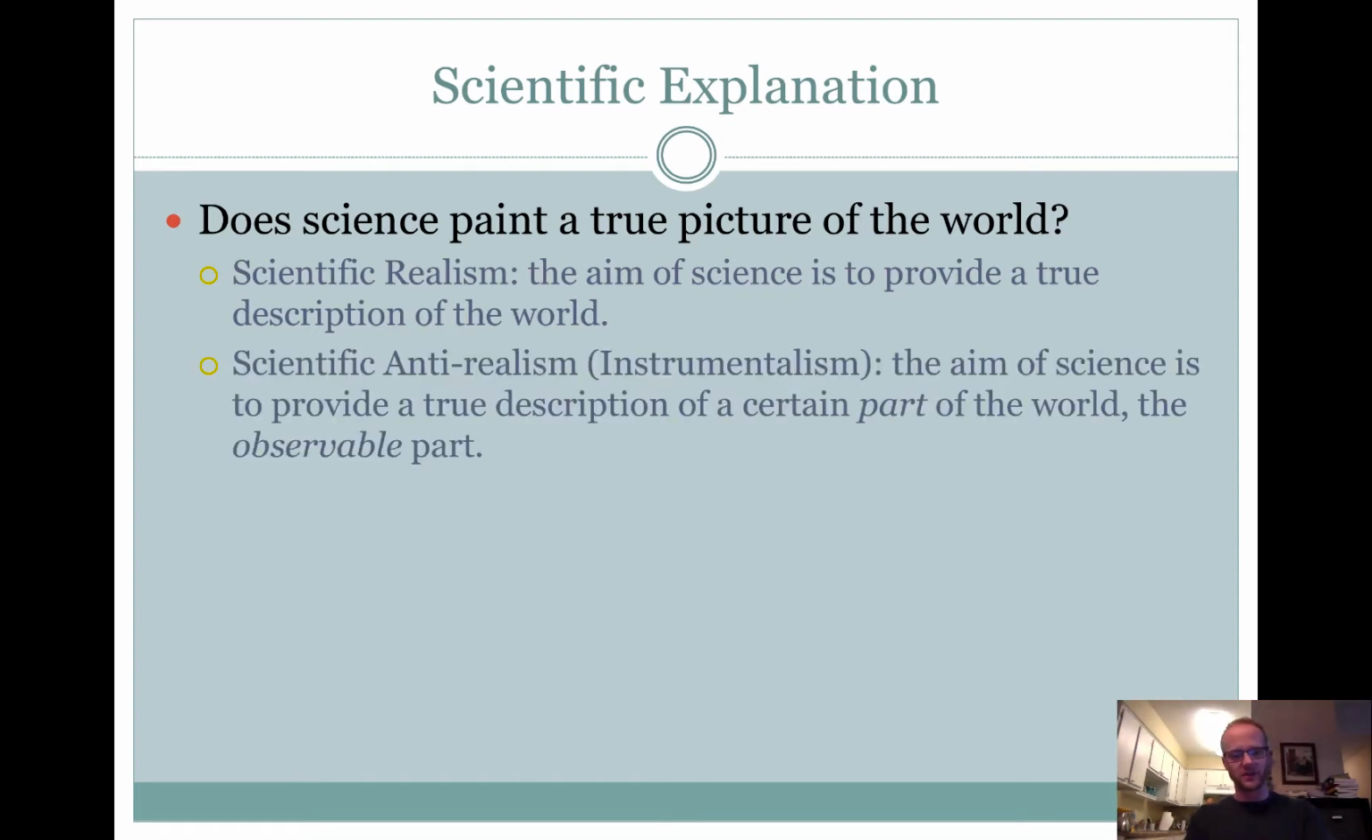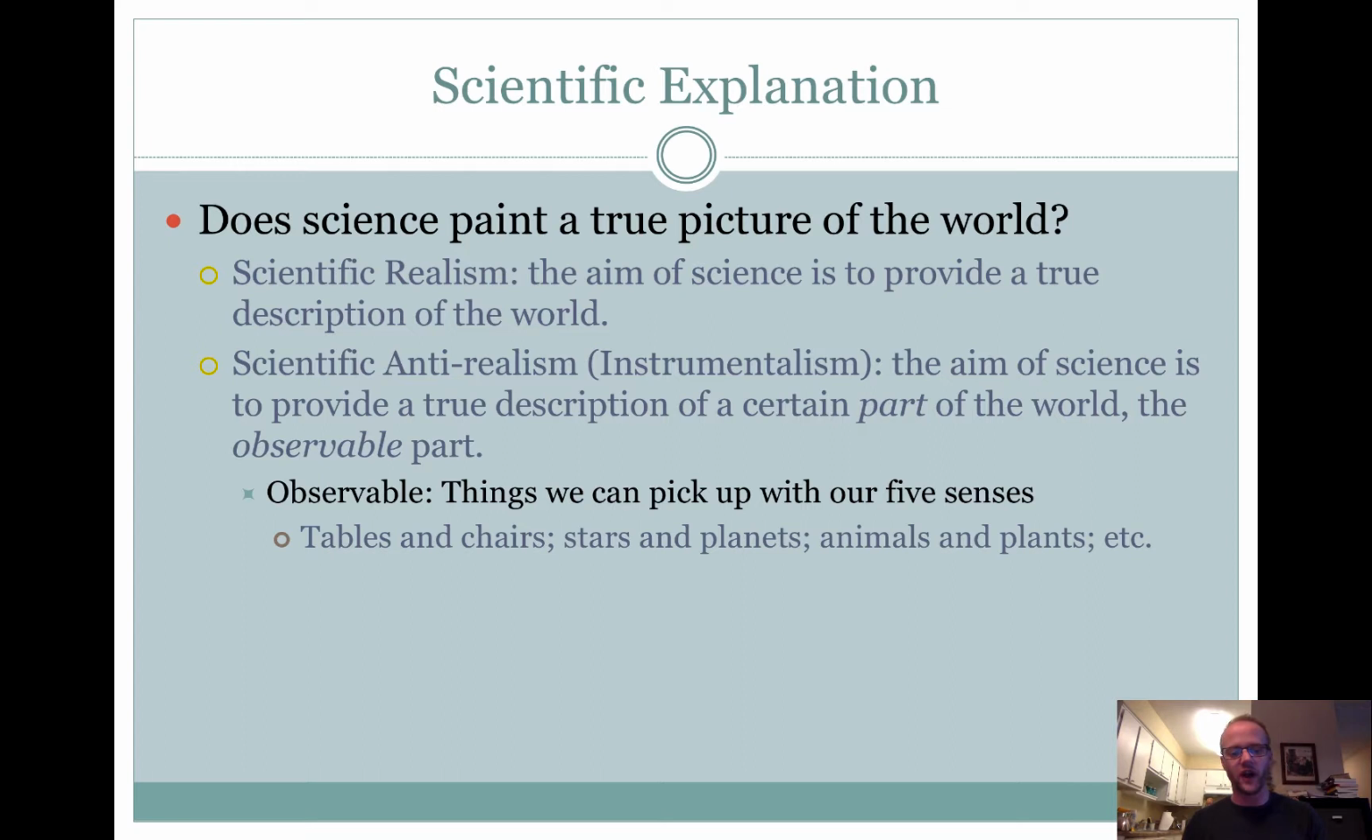There are two views about this. One is called scientific realism. That's the idea that the sciences try to provide a real, accurate description of how the world is. And then there's scientific anti-realism, or you might call it instrumentalism. The idea there is that science tries to provide a true description of certain parts of the world, namely the parts we can observe, where observable means through our five senses, right? So tables and chairs, stars, planets, animals, and so on. Those are things we can pick up with our five senses, so long as our five senses are working correctly.